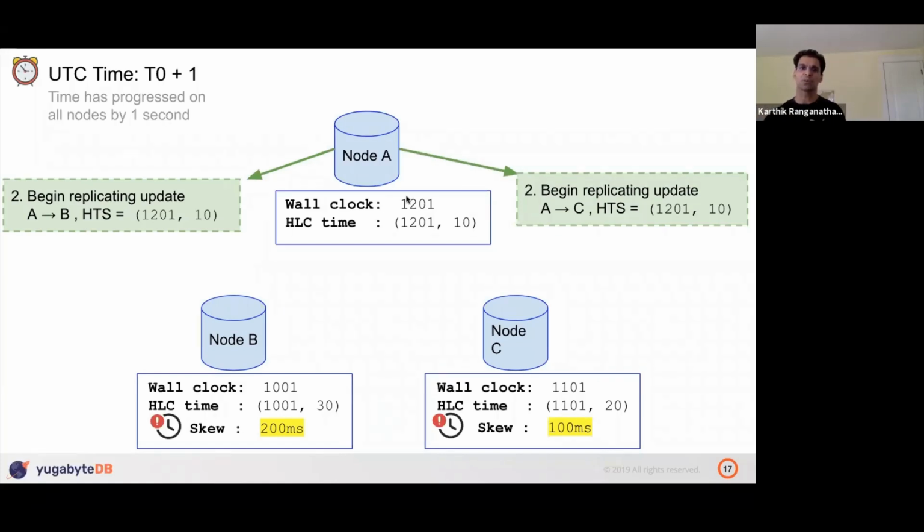Now, time has moved forward by 1 second for us, or 1 unit for us, and 1 unit for each of the nodes, right? The skew, however, remains the same, because we're assuming that the clock drift is easier to bound than the clock skew, right? Which is typically true.